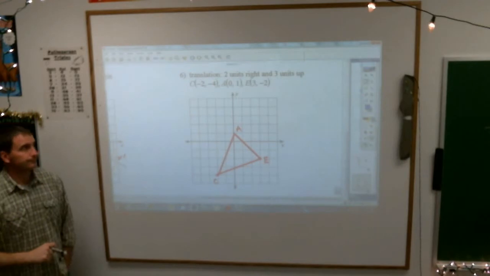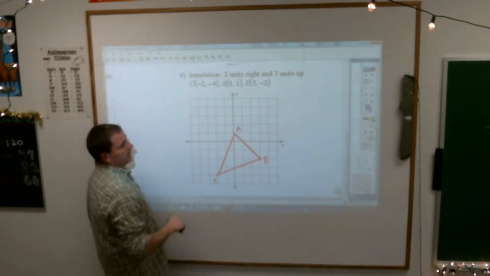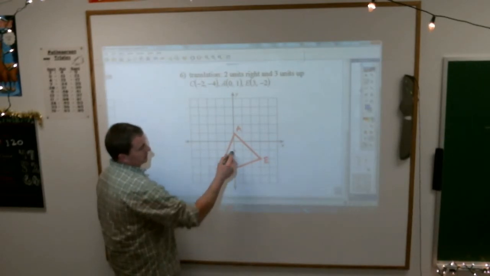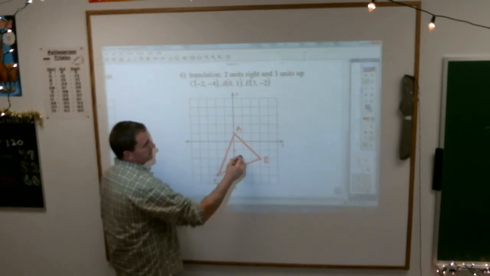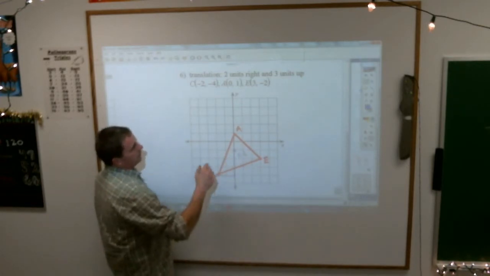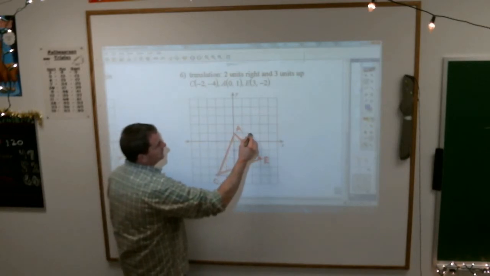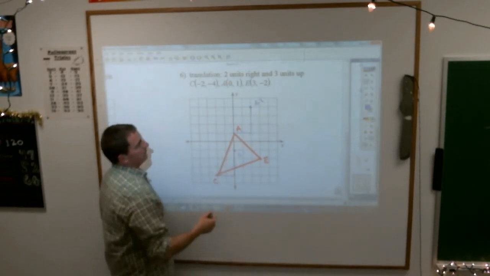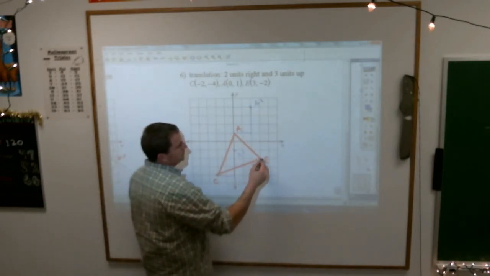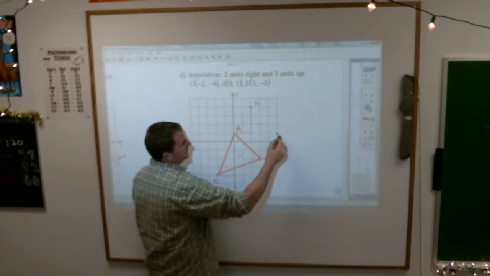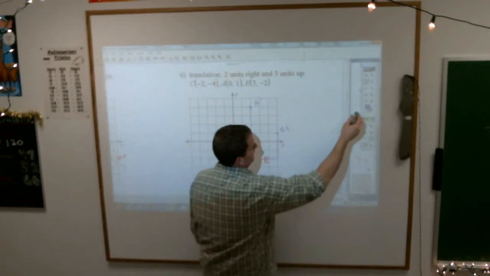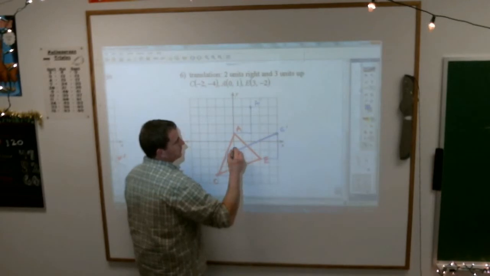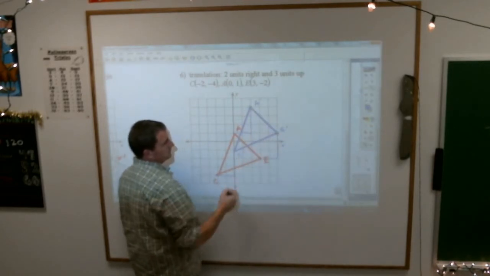Got an answer? Yep. So if you're going 2 units right and 3 units up from C, that puts you right there. Here is C prime. If you go 2 units right, 3 units up from here, that is A prime. And from letter E, if you go 2 units right and 3 units up, you get that point right there, E prime. Connecting the proverbial dots then would be this. Here, here, and here.